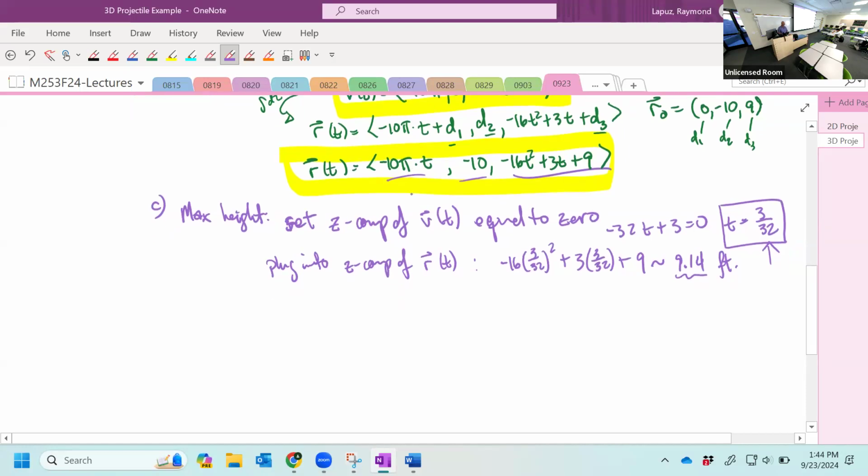Okay, let's go to the last one, hit the ground. So that's just simply z is equal to 0. So in the position function, we'll set z equal to 0. So it's negative 16t squared plus 3t plus 9 equals 0. And then you'll get a time out of this. I don't know, quadratic formula or something.